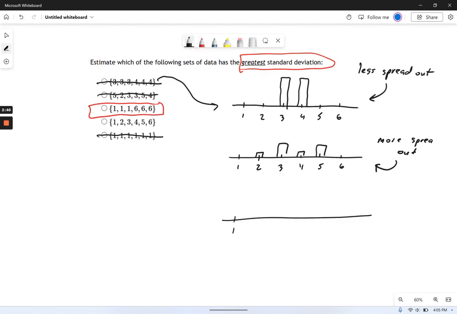Let's just make another one of these number lines. I find these very useful. 1, 2, 3, 4, 5, 6. And we say, how spread out is the data? Well, let's plot it. 3 1s and 3 6s. You literally can't get more spread out than that. So if the question is, what's the greatest standard deviation? You look for the data set where the data is the most variable, right? If this question had said the least standard deviation, you want to look for the data set where the data is all clumped together as much as possible.